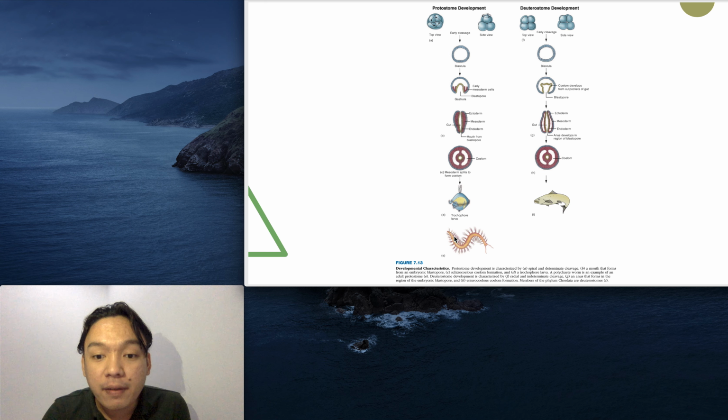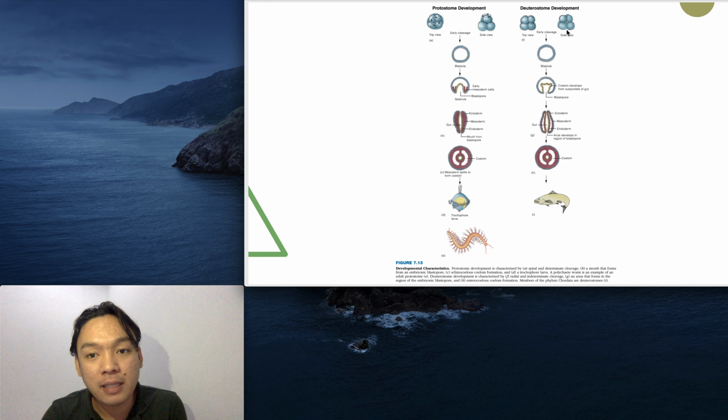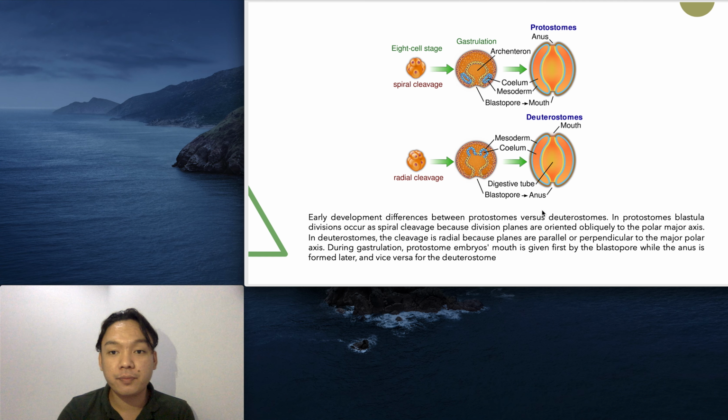In letter E, we have deuterostome development, which is characterized by letter F, radial and indeterminate cleavage. So this is what we call the deuterostome. And in letter G, we have the anus. It's the opposite of the protostome. The anus develops in the region of the blastopore, and then it forms letter H, enterocoelous coelom formation. Members of the phylum Chordata are deuterostomes. So this is a fish, and this is a good image.